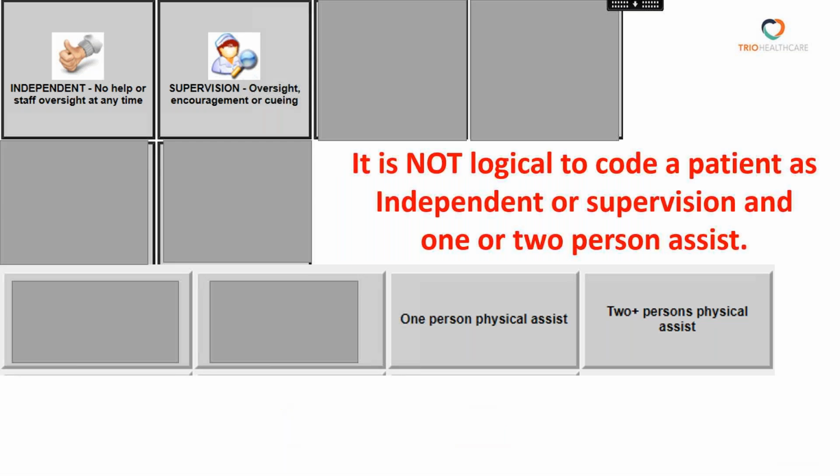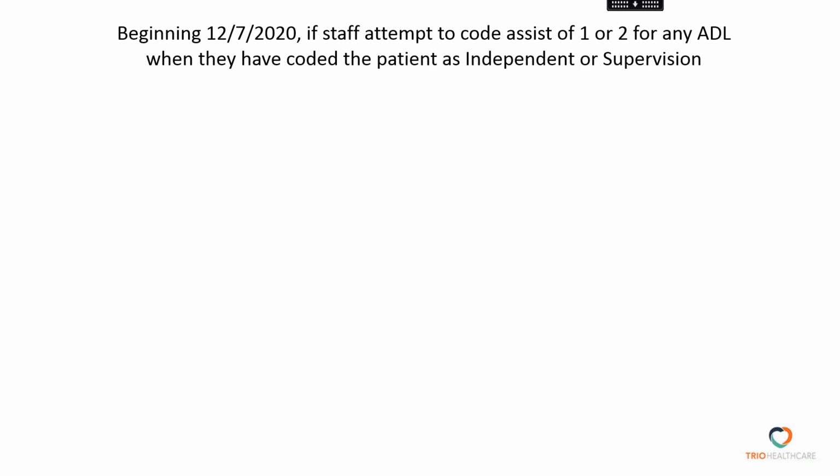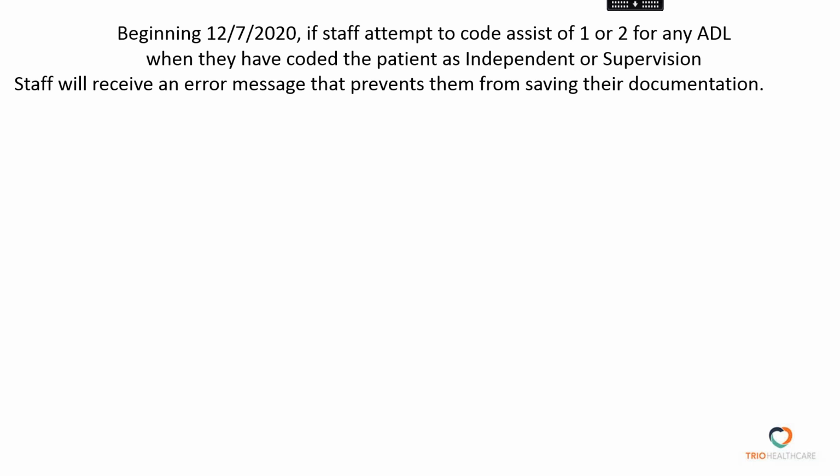So when we're looking at this, we need to know that it's not logical to code a patient as independent or supervision and one or two person assist. However, we've been seeing that happen in PCC. And so for that reason, beginning 12.7, if staff attempt to code assist of one or two for any ADL, whether it be bed mobility, toileting, transfer, ambulation, if they've coded the patient as independent or supervision, they're going to get an error message that prevents them from saving their documentation.